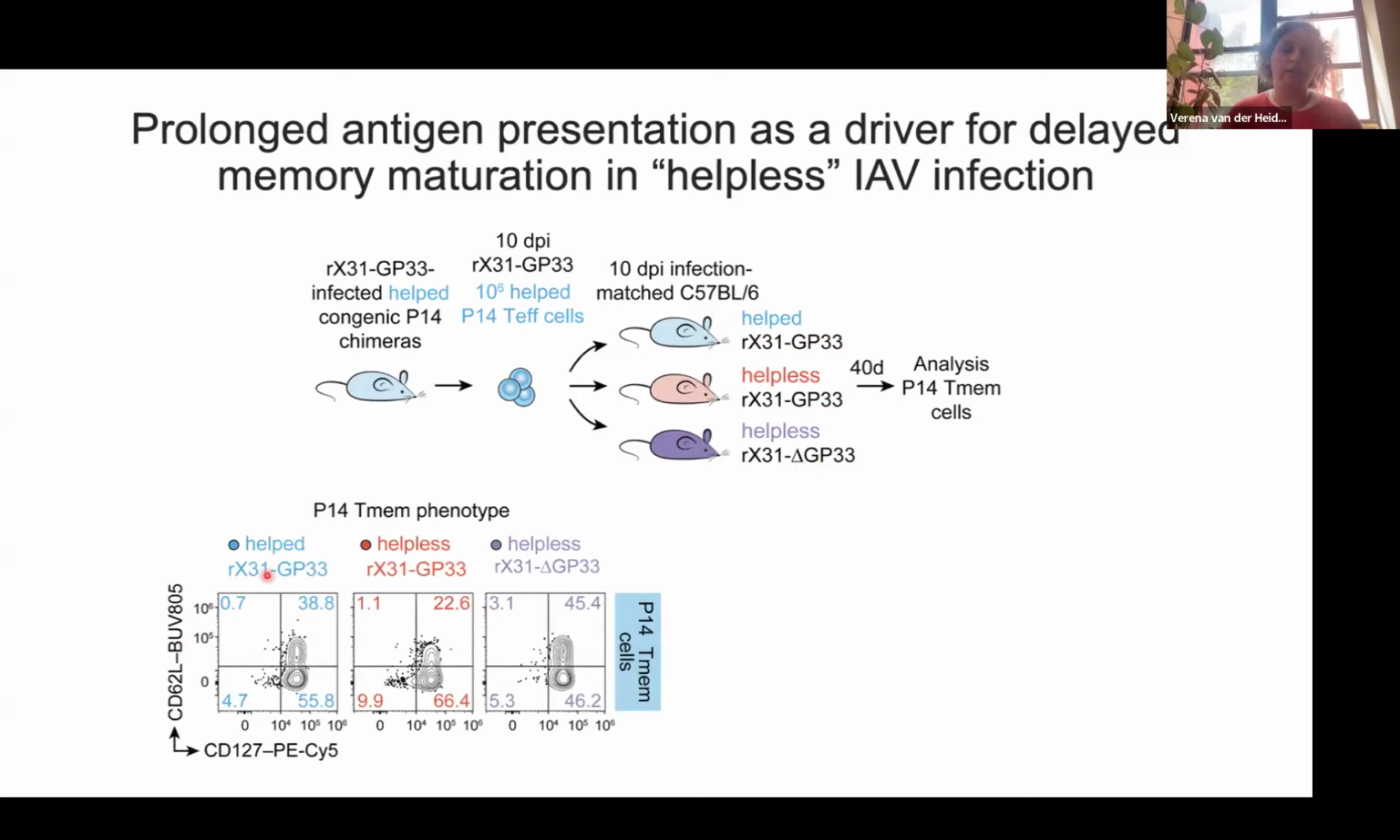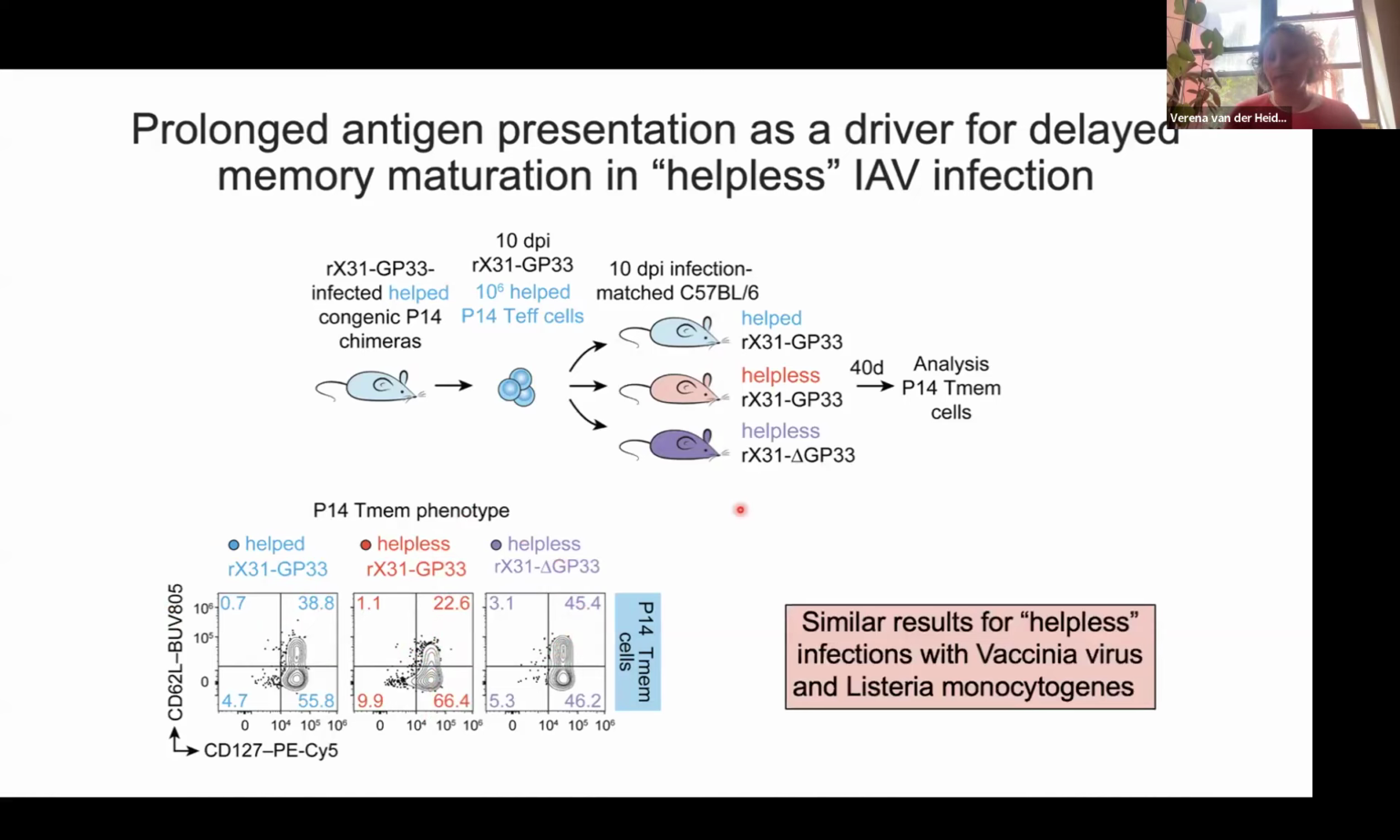When we transfer the helped cells into a helped environment, they all become TCMs over a short period of time. When we transfer them into a helpless post-effector environment, a lot of them look like they are helpless. But when we transfer them into an environment that is helpless but does not present antigen, they actually also become helped, and maybe even a little bit better than the original helped T cells, confirming what we had seen previously in the LCMV system. We were also able to show very similar results for helpless infections with vaccinia virus or Listeria monocytogenes, which I'm not showing here right now.